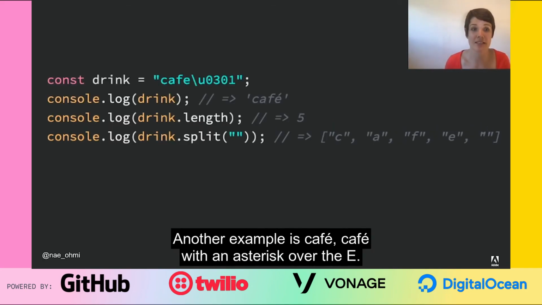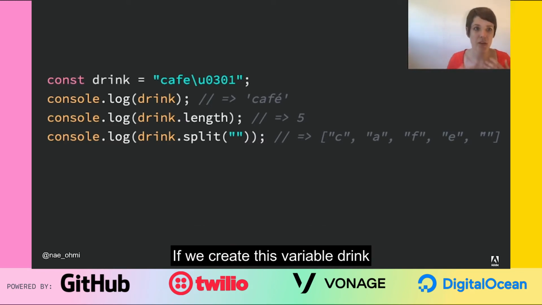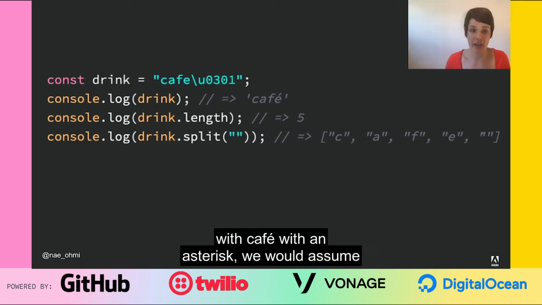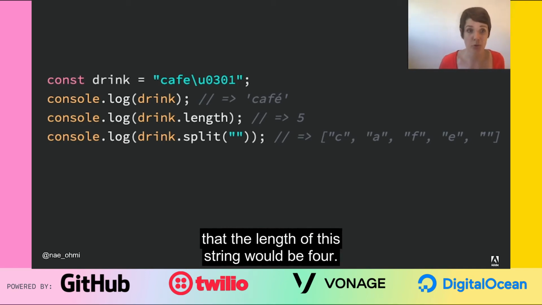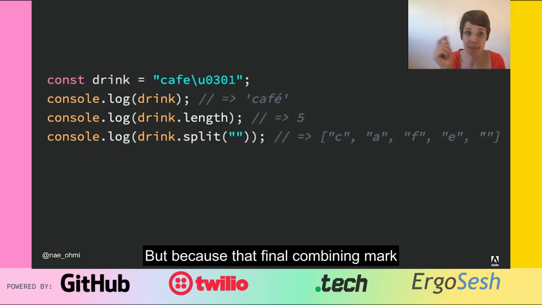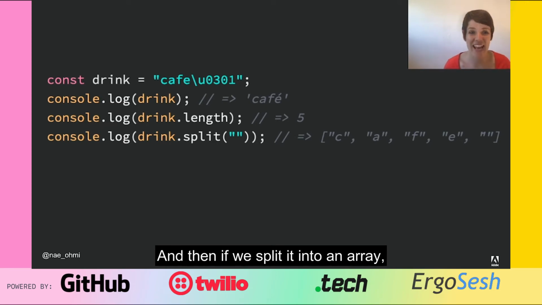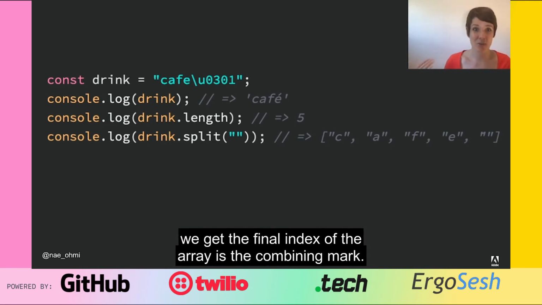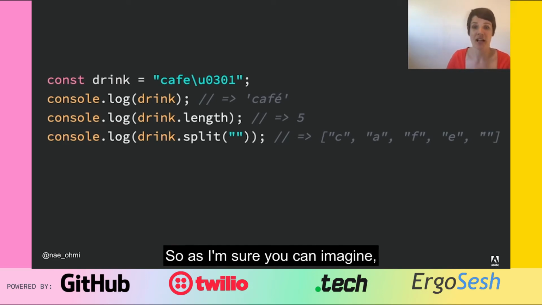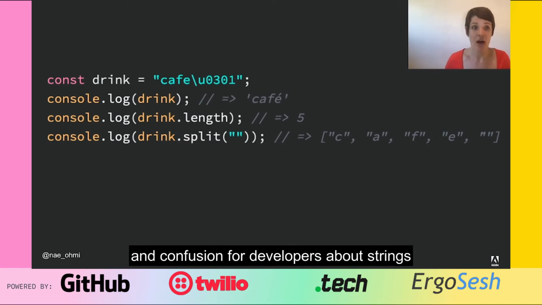Another example is cafe with an accent over the E. If we create this variable drink with cafe and an accent, we would assume that the length of this string would be 4. But because that final combining mark is an additional Unicode character, the length is 5. And then if we split it into an array, we get the final index of the array is the combining mark. So as I'm sure you can imagine, this creates a number of bugs and confusion for developers about strings that include Unicode characters.